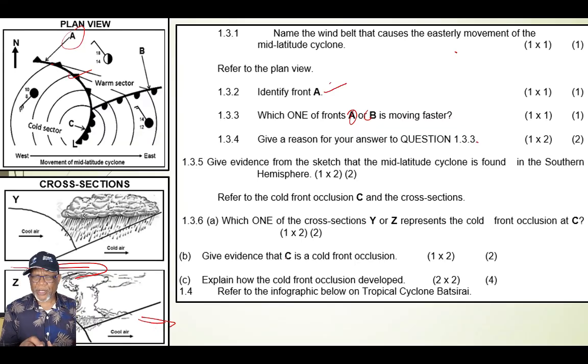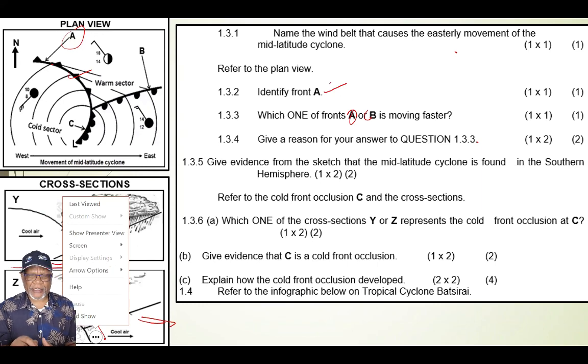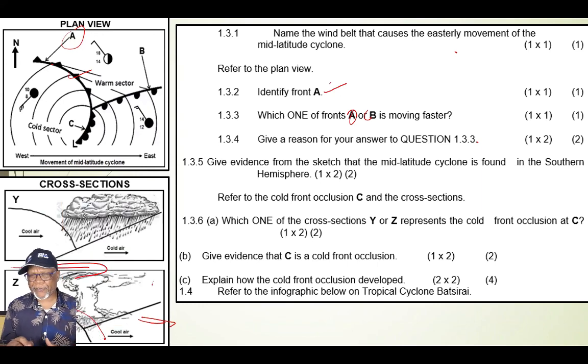Okay, now we have: give evidence that C is a cold front occlusion. Why do we say C is a cold front occlusion? Because we can see the cold front is touching the surface. That's why we're saying that. Explain how the cold front occlusion will develop.